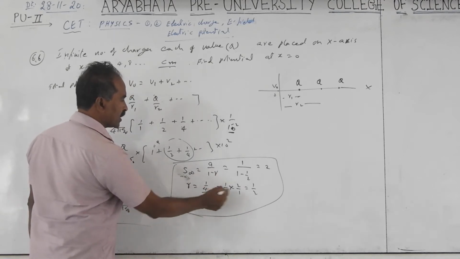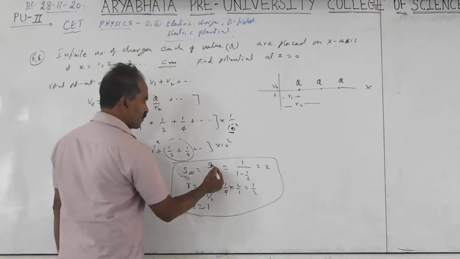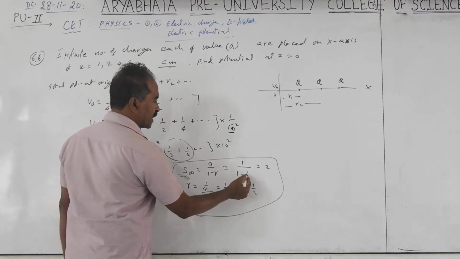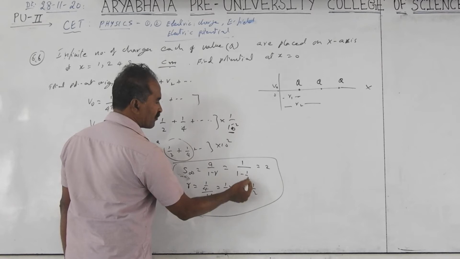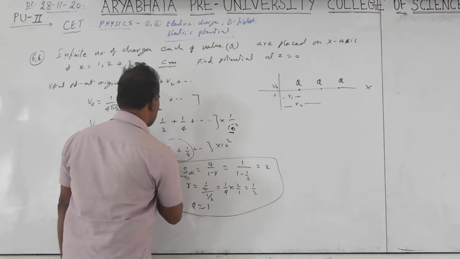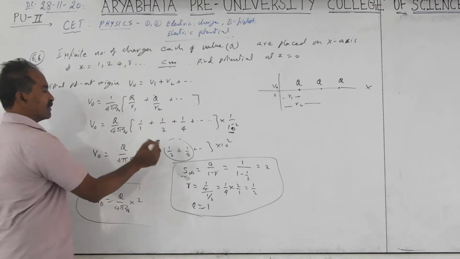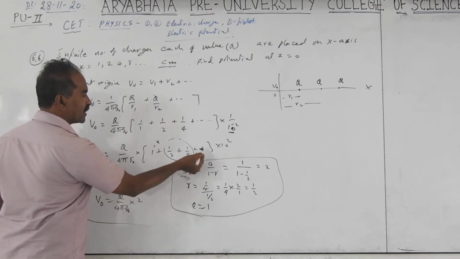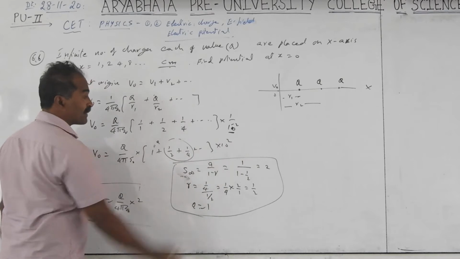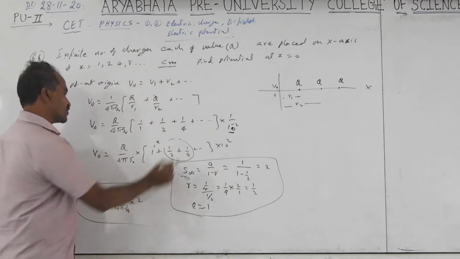Putting the values 1 and 1 by 2 in this expression, 1 by 1 minus 1 by 2. 1 minus half is half. Half in the denominator means 2 in the numerator. So the infinite summation becomes equal to 2 only. Up to infinity, if you take 1 plus half plus 0.25 and go on adding like that, the result is approximately equal to 2. So this whole thing is 2 only.